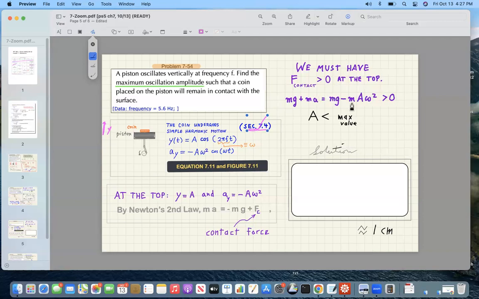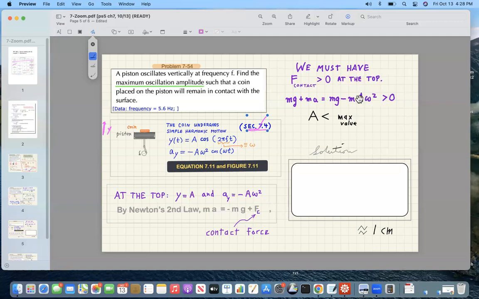Or that's mg minus m a omega squared, because a is minus A omega squared at the top. At the very tippy top, it's accelerating downwards if it's still in contact. Well, let's put it this way. The top of the piston is accelerating downward. Its velocity is instantaneously 0, but it's accelerating downward because it's going to start going back down again. Anyway, that has to be greater than 0, so that gives you a maximum value of the amplitude.